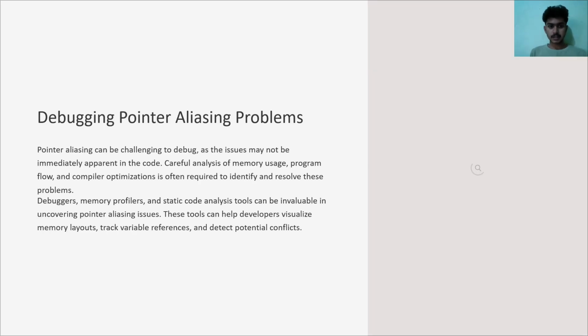Debugging pointer aliasing problems. Pointer aliasing can be challenging to debug as the issues may not be immediately apparent in the code. Careful analysis of memory usage, program flow, and compiler optimizations is often required to identify and resolve these problems. Debuggers, memory profilers, and static code analysis tools can be invaluable in uncovering pointer aliasing issues. These tools can help developers visualize memory layouts, track variable references, and detect potential conflicts.